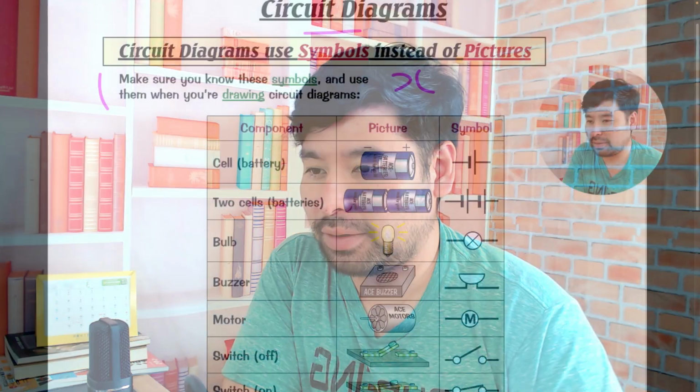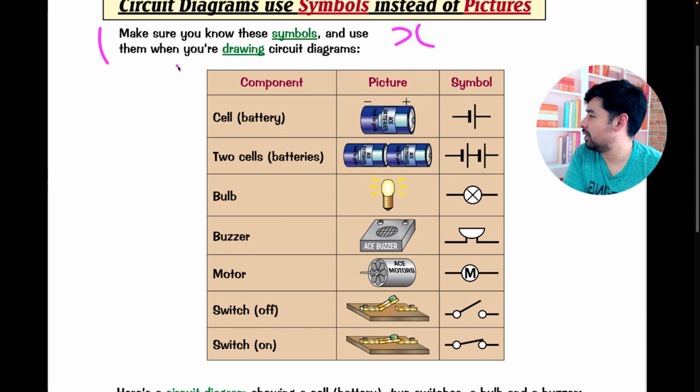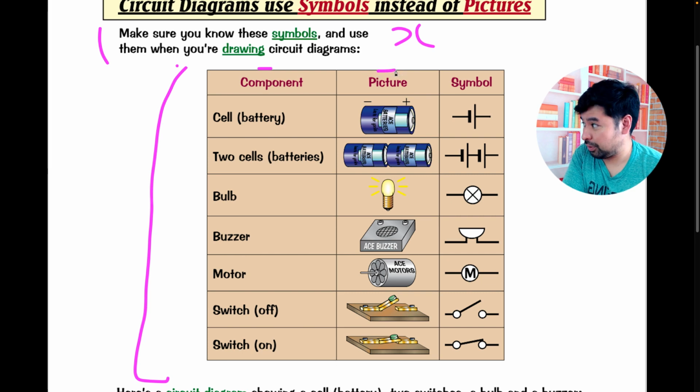Let's continue. If you go down here, in this big table, we have the component, the picture, and the symbol. Why do we have the picture? To make it easy to identify the symbol. Let's see the first example. I'm going to put numbers: number one, two, three, four, five, six, and seven. So follow on.